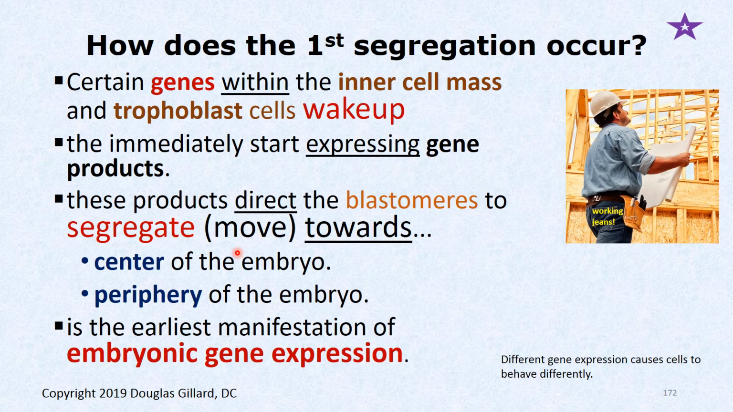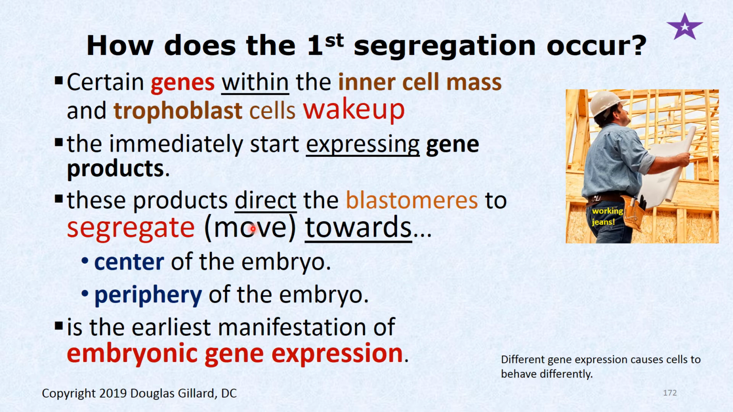Oops, went too far. All right, so certain genes within the inner cell mass wake up. And what wakes them up, we don't know for sure. There are ideas, but there's no conclusive evidence of what wakes them up. But they turn on. And once they turn on, the RNA polymerases are able to read them, and we can start expressing gene products. What does that mean, expressing gene products? Well, RNA polymerase can read the gene because now it's open for business, right? And we can start making proteins.